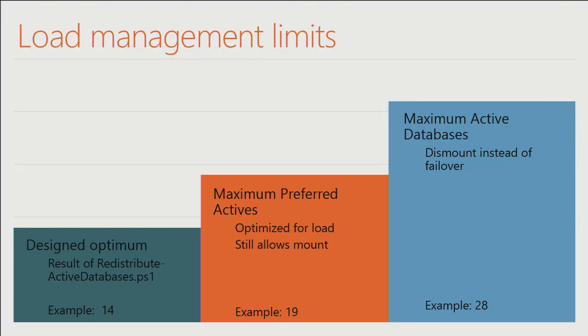So this is going to talk to load management limits. Look, there are basically 3 points in this spectrum that we commonly talk about. The one on the left is the optimum design. All the servers are up. You've got even distribution of active databases across that server. That's typically the result of running redistribute against the DAG. Balancing that out, getting all the servers to be hosting as active their preference 1 database copies.